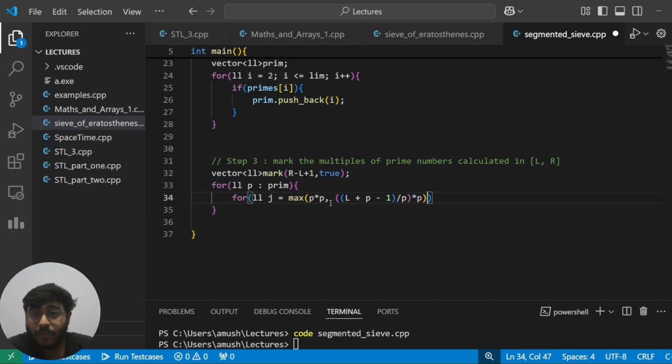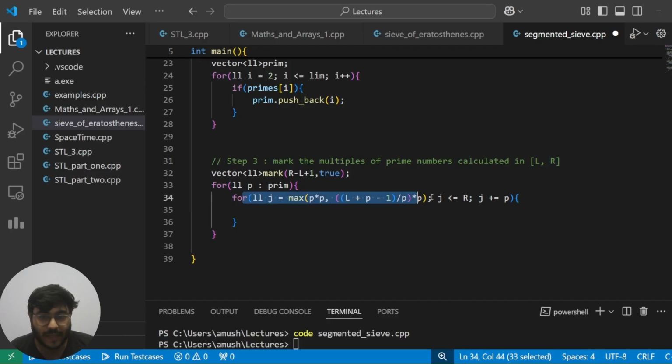We had a prime number as 2, but L can be 10 power of 8. So starting from 2 and going up to 10 power of 8 can be very tedious. That's why we directly jump to either p into p, whatever is maximum, or the first multiple of number p in the range from L to R. This formula comes from basic number theory, or even with basic common sense you can derive it on your own. It gives you the first multiple of p in the range from L to R. Whatever is the maximum, we start from that. Then we write j less than or equal to R, and j plus equal to p. Now since this range is 10 power of 6, this loop will easily work.